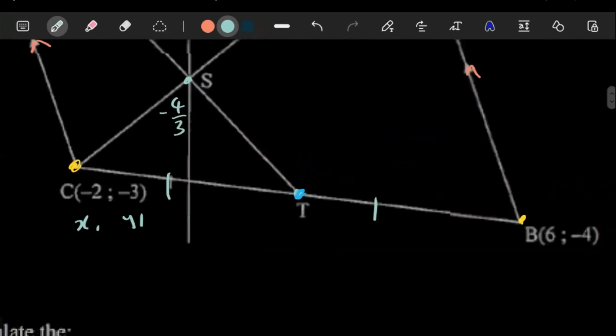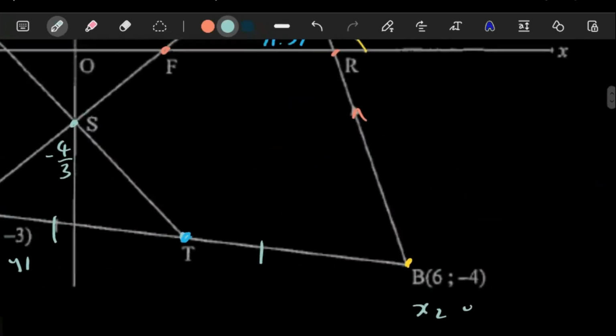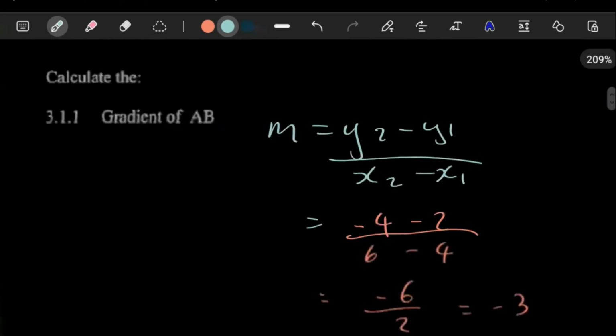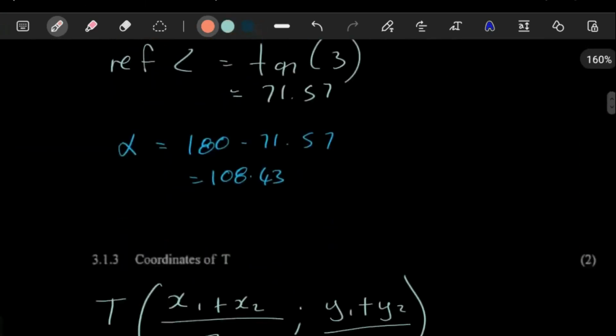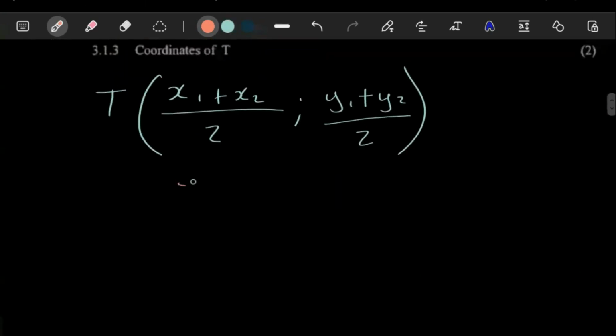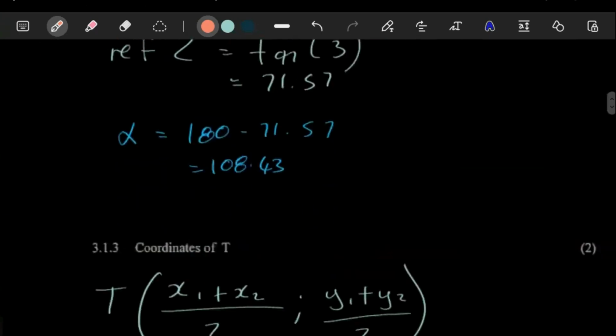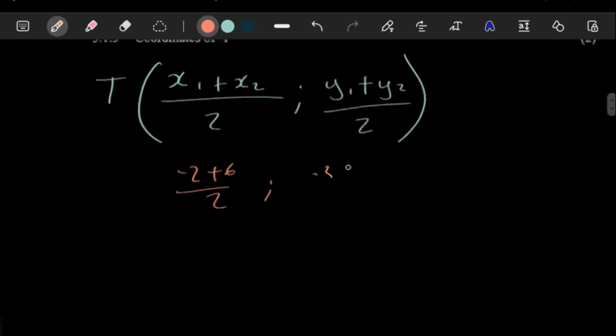x1, y1, x2, y2. So, what is this going to be? It's going to be negative 2 plus 6 over 2. And then here you're going to have negative 3 plus negative 4. All this is going to give you the coordinates of T.